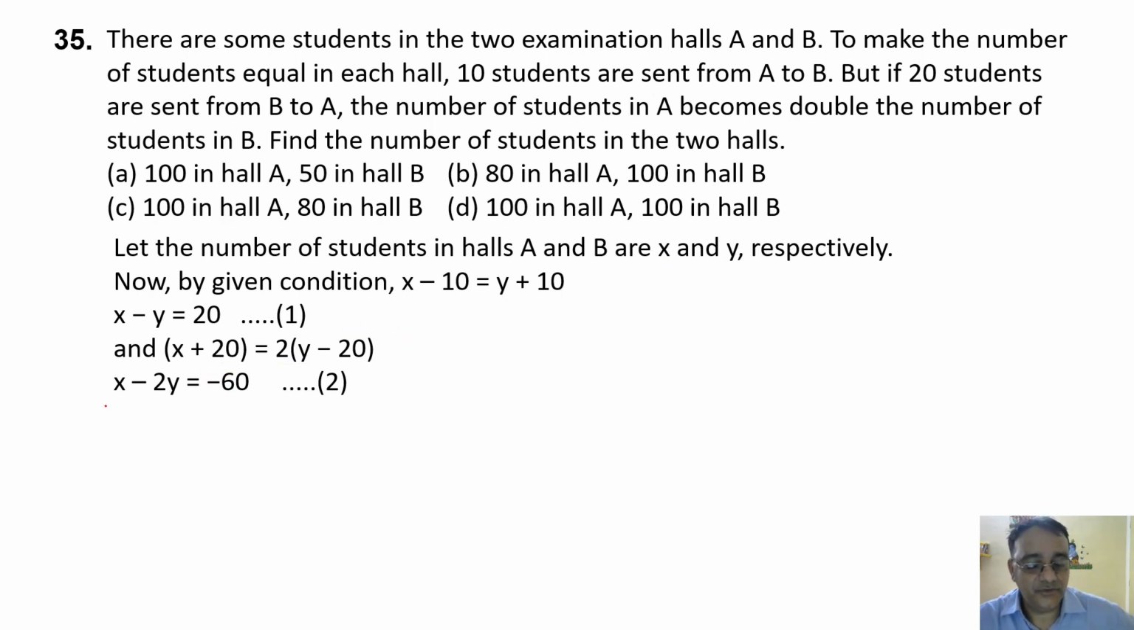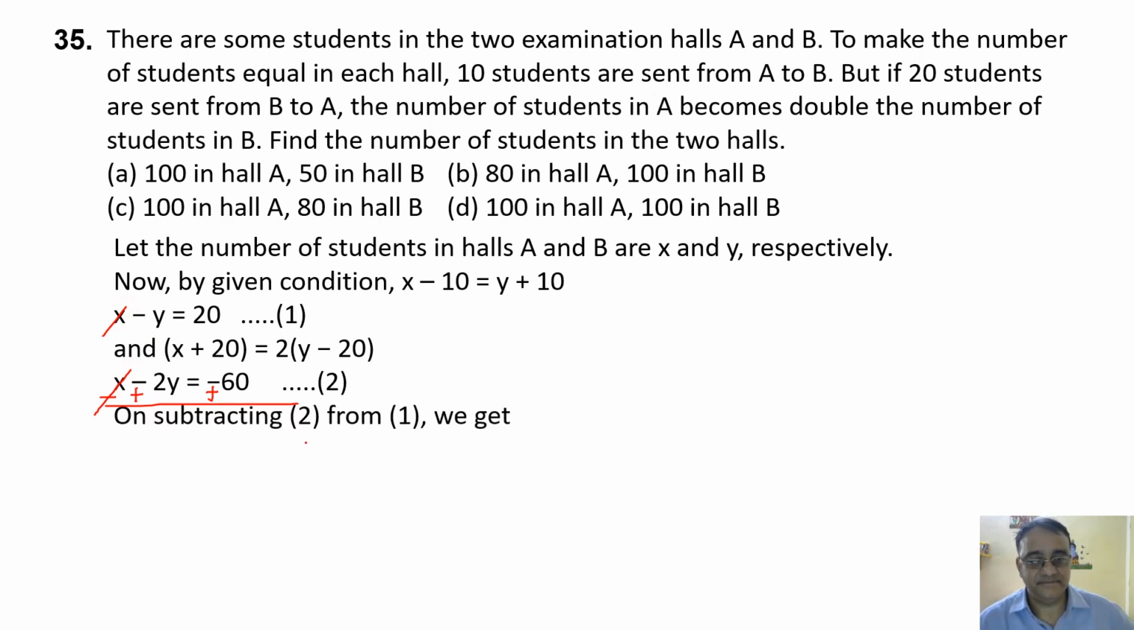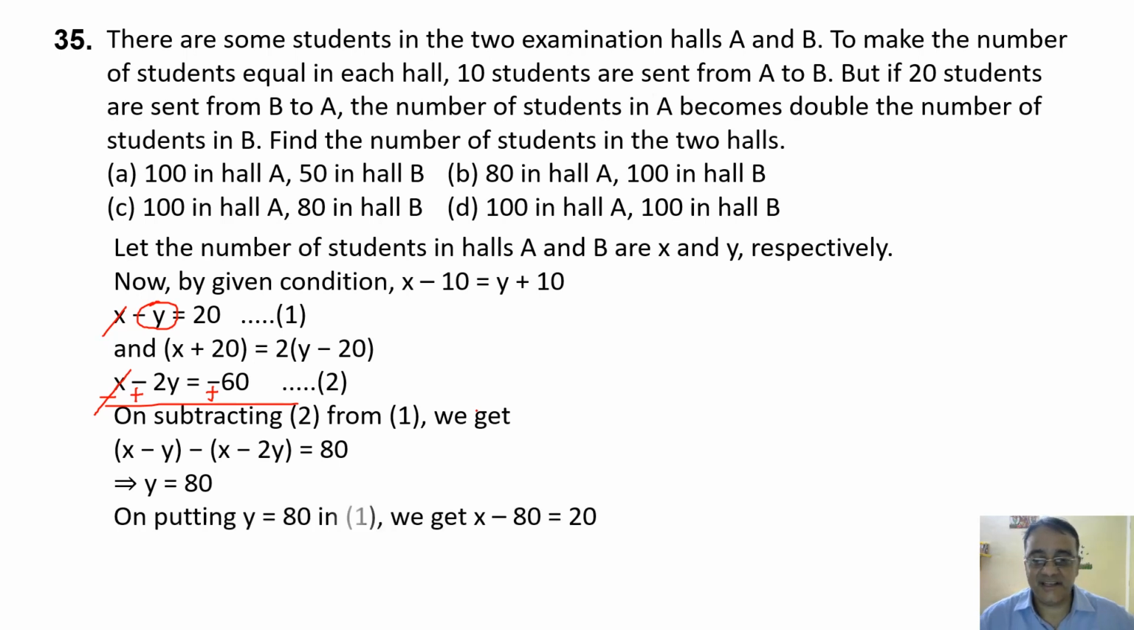Yes, sir. Now we have to subtract these two. See, I am subtracting: minus, plus, plus. So x minus x will cancel and minus y plus 2y will be y is equals to 80. Okay, y is equals to 80 has come. Now if you substitute y is equals to 80 here, you will get x minus 80 is equals to 20.